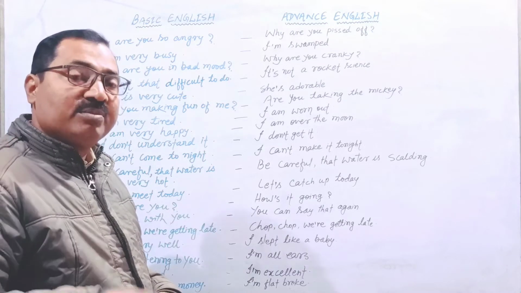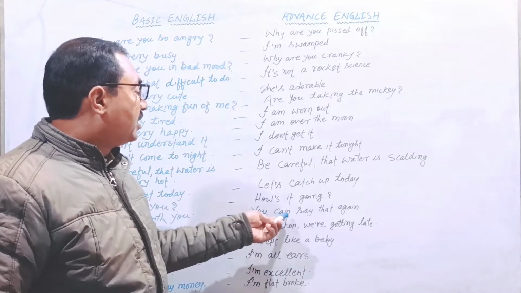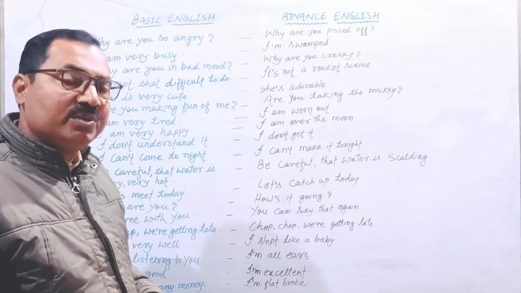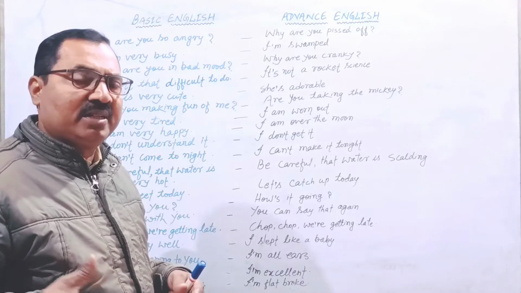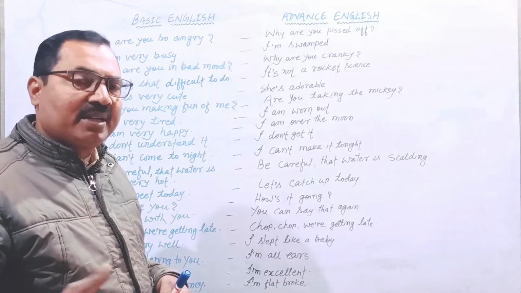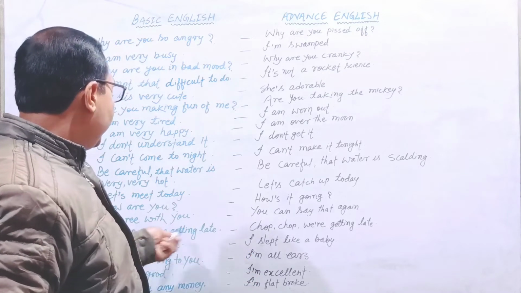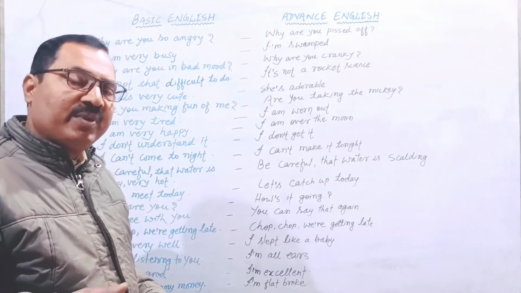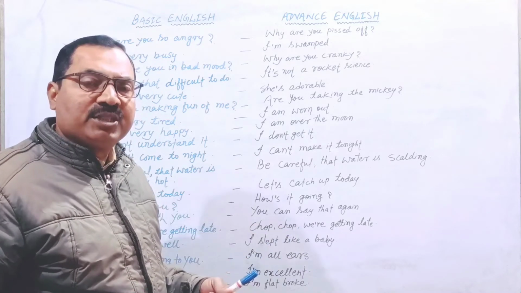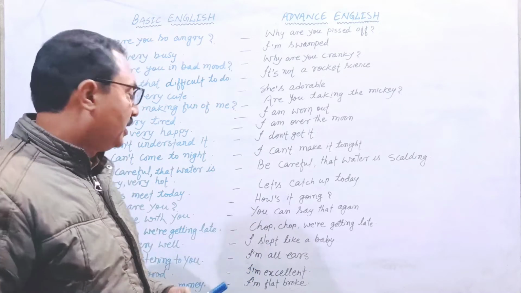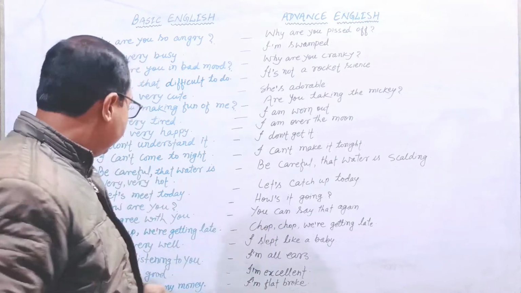I agree with you. मैं तुमसे सहमत हूँ. You can say that again. अगर हम कहते हैं कि तुम्हारे बात से मैं सहमत हूँ, आई एग्री विद यू, तो हम इसको दूसरे अंदाज में कहेंगे यू कैन से दैट अगेन. मतलब आई एग्री विद यू. हरी अप वी आर गेटिंग लेट. जल्दी जल्दी करो, हम लोग देर हो रहे हैं. चॉप चॉप वी आर गेटिंग लेट.